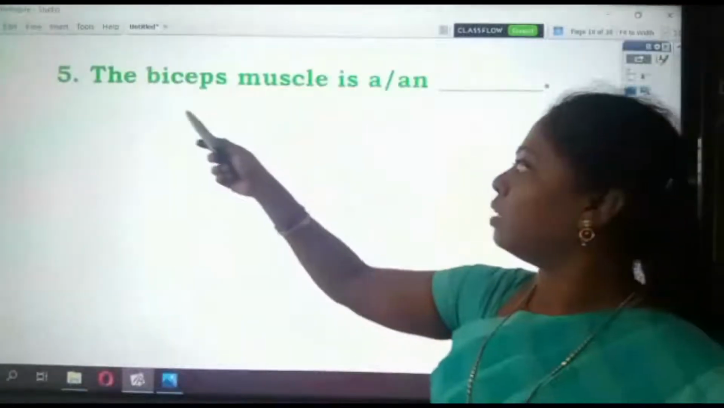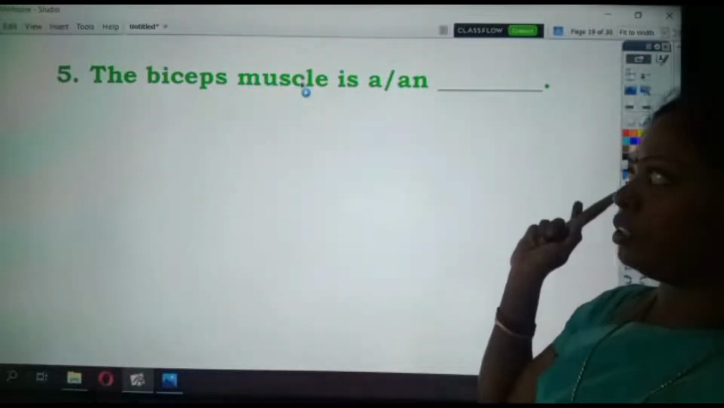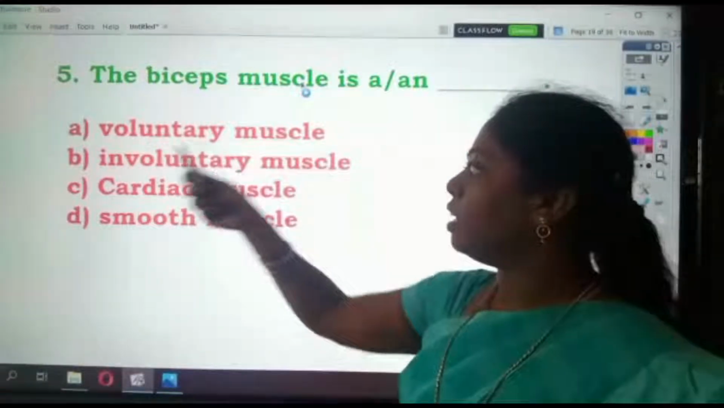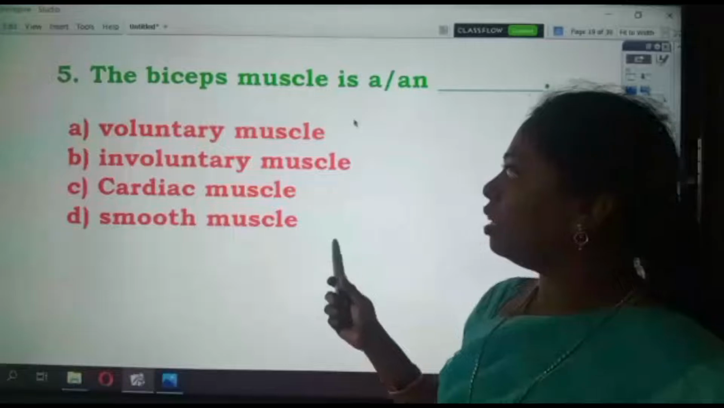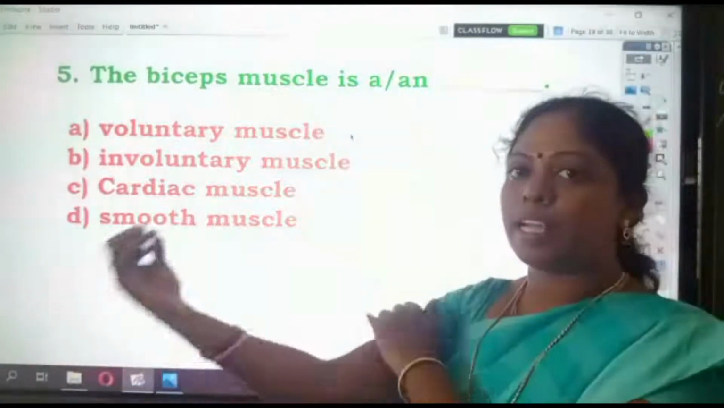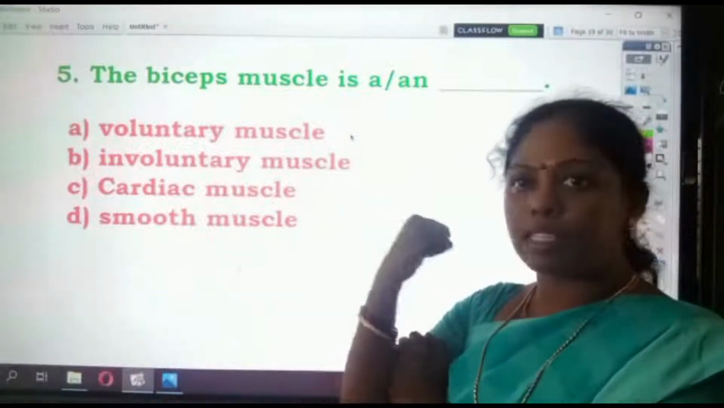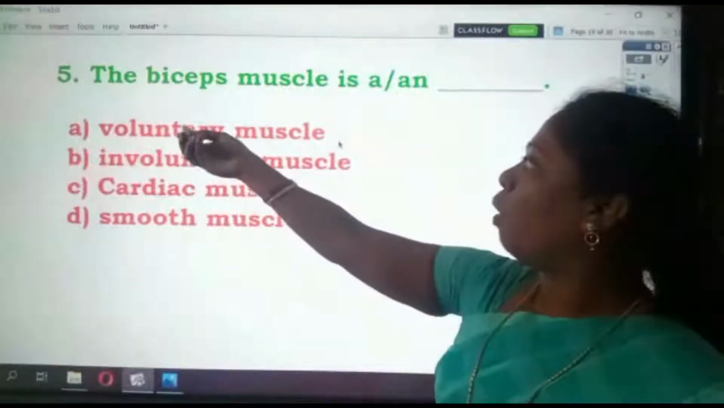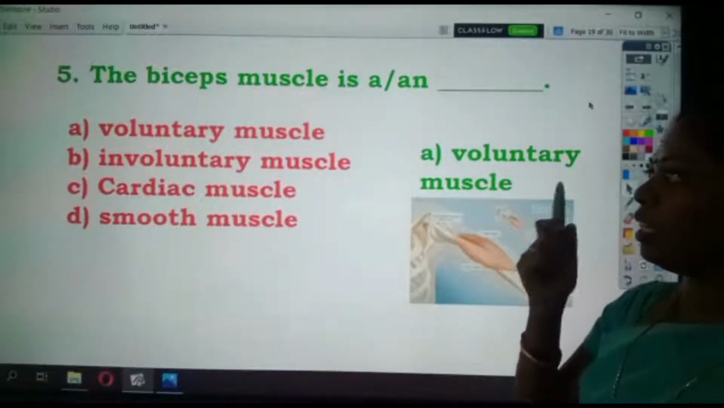Next question. The bicep muscle is dash. What are the options you see? Voluntary muscle, involuntary muscle, cardiac muscle, smooth muscle. The biceps muscle is present in our arm here. We can move our bicep muscles, isn't it? So what type of muscle is it? The answer is voluntary muscle, isn't it? Yes, it is the voluntary muscle.